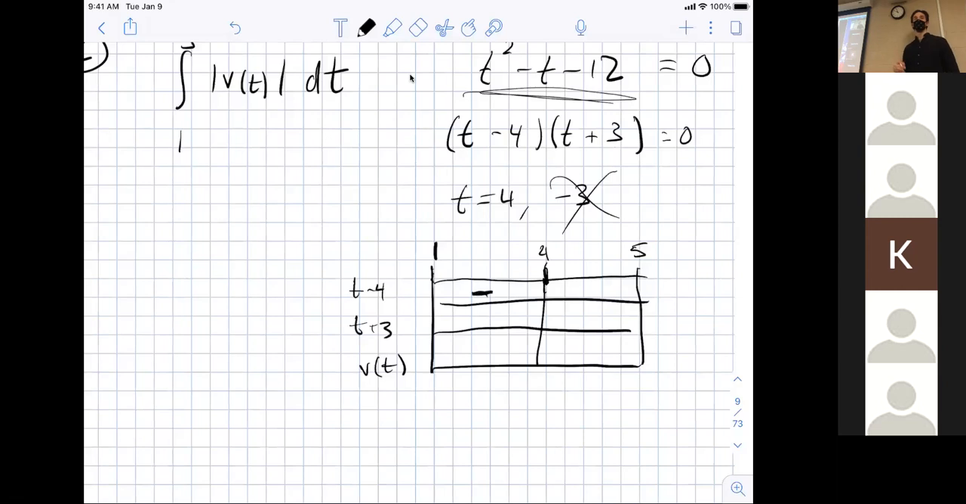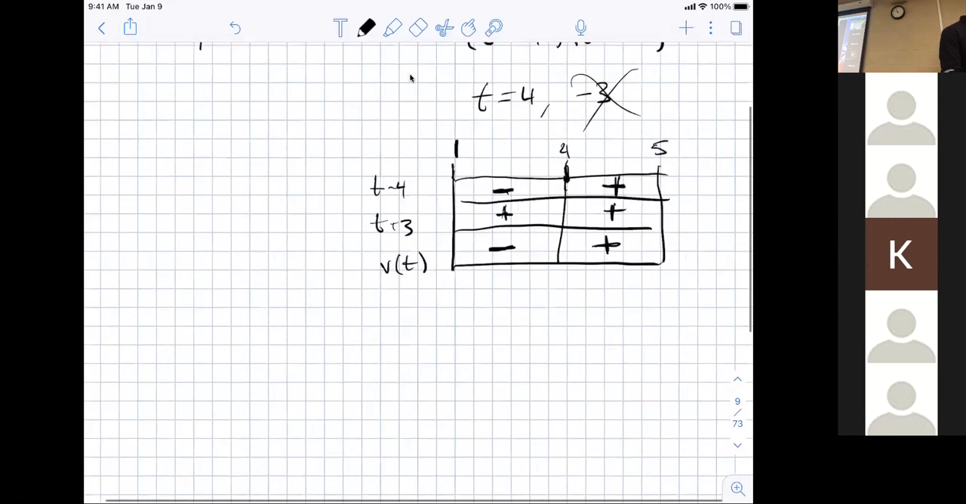And then for t bigger than 4, I could plug in 4.5. I'm going to get 4.5 minus 4. Well, that's positive right here. t plus 3, if I plug in t equals 2, I'm going to get a positive for this interval. And then if I plug in t equals, say, 4.5, I'm going to get another positive. So v of t is negative on the interval 1 to 4 and positive on the interval 4 to 5.